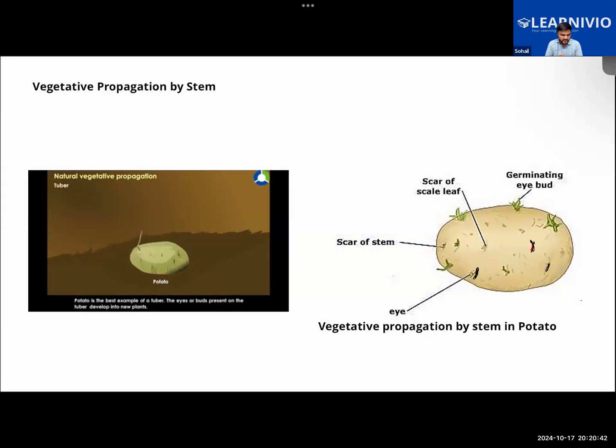Next, we're going to learn about vegetative propagation by another type of stem that are called tubers. So these are the tuberous stems. Remember, we learned about the tuberous roots, isn't it?